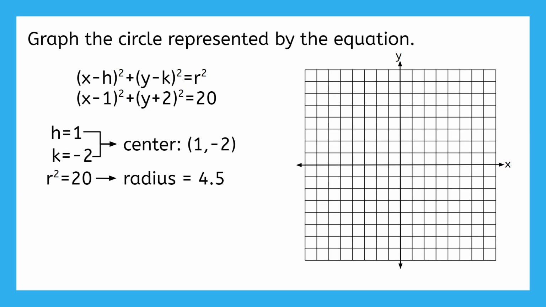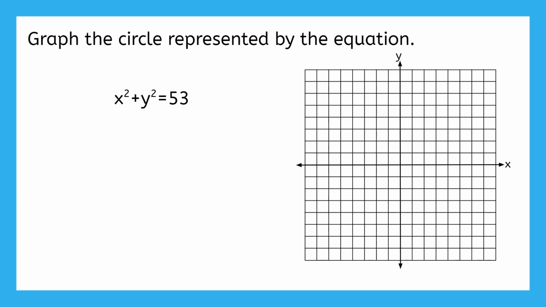Your center should be plotted here at 1 comma negative 2. Then we can plot the points that are about 4.5 units to the right of the center, above the center, below the center, and to the left of the center. Now we can connect our 4 points and then finish off by erasing or lightening our center point. Let's look at one more example together.